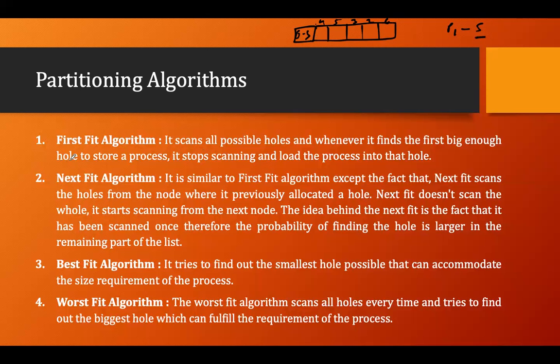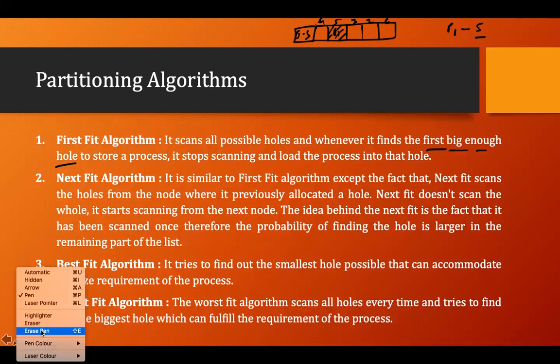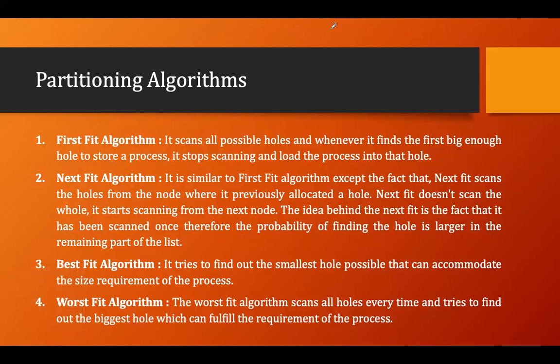Okay. So what happens in the first fit algorithm? It scans all the possible holes, and whenever it finds the first big enough hole, hole means the free space to store the process, it stops scanning and loads the process into the hole. So it will start from the very beginning. It finds 4 MB is there. Can it accommodate? No. 5 MB is there. Can it accommodate? Yes. So P1 will be accommodated here, right? So this is how the first fit algorithm works.